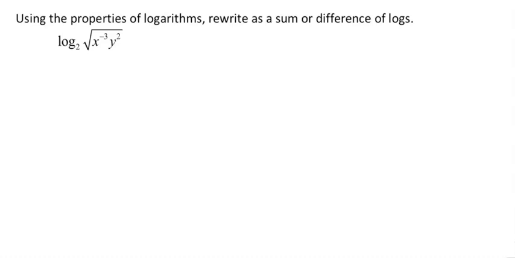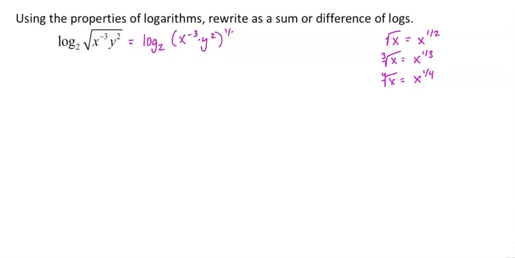Just as a quick reminder, if you have the square root of x, that's equivalent to having x to the 1/2 power. A cube root of x is equivalent to x to the 1/3. A fourth root is x to the 1/4 power, and so on. So when we see log base 2 of a square root, we can go ahead and rewrite this as log base 2 of that inside expression, x to the -3rd times y squared, all raised to the 1/2 power.